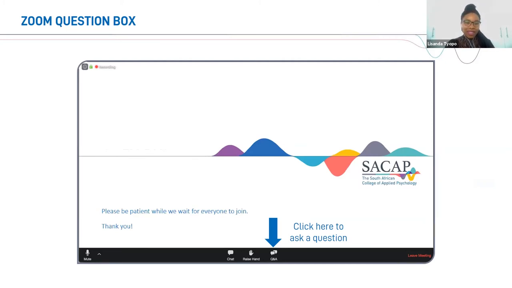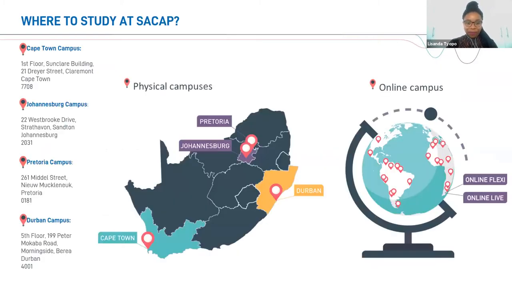Without wasting any of your time, I'll start by giving you an overview of our campus locations as we move right along to the next slide. We do have four physical campuses: the Cape Town campus, our Johannesburg campus, the Pretoria campus, as well as the Durban campus. And then in the online campus, we have two study options: the online live and the online flexi.